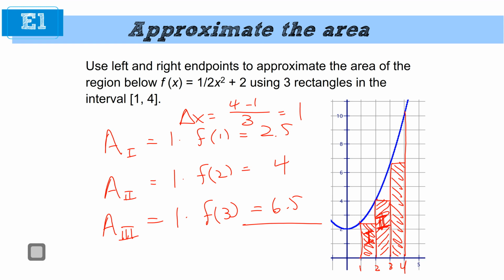2.5 plus 4 plus 6.5 is 13. Done. Did I lose anybody? Good. 3 rectangles, 3 areas, add them up, done. How's it going to change if we do right hand?